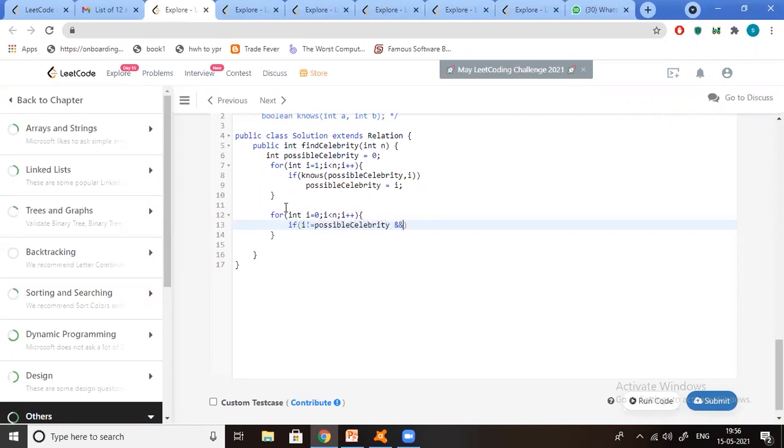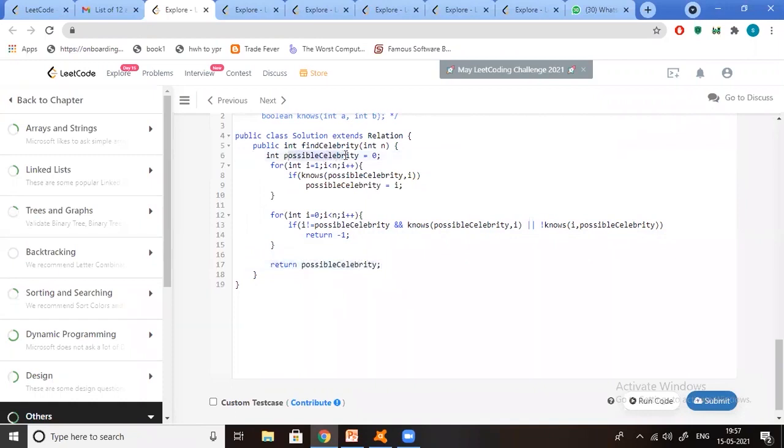If i is not equal to the possible celebrity and the possible celebrity knows i, or others do not know the possible celebrity, then we are going to return -1. Sounds good for this condition. Else we are going to return the possible celebrity, right?